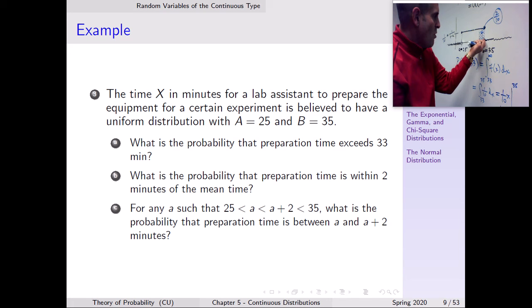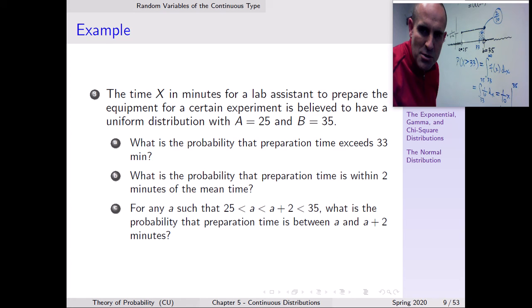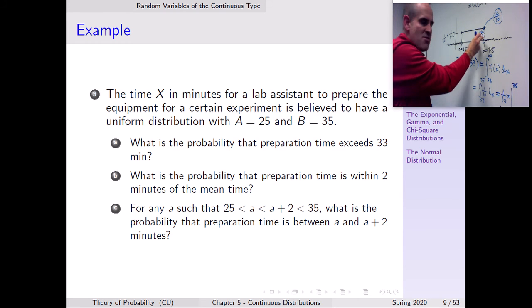Look, the proportion that this interval eats up of the entire thing, the whole width of this thing was 10, and this is only 2. And it's equally likely to be anywhere in here, so it makes sense that the probability would be 2/10. The height's the same everywhere. So all that really matters is the width of the interval that we're considering, which in this case only has length 2 within the interval that we're interested in, from 25 to 35.